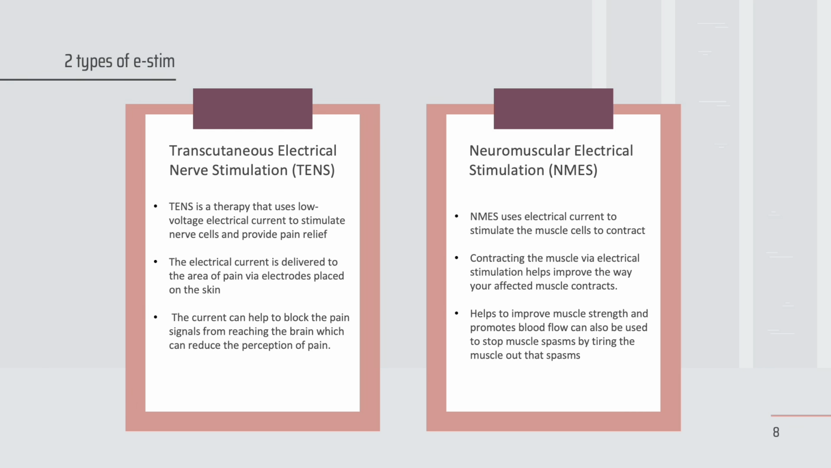Another application of e-stim is neuromuscular electric stimulation, or NEMS, which is used to help with muscle recovery and rehabilitation. NEMS uses electric current to stimulate the muscle cells to contract. Contracting the muscle via electrical stimulation helps improve the way your affected muscle contracts. A physical therapist can change the current setting to allow for a forceful or gentle muscle contraction, which can help to improve muscle strength and promote blood flow. It can also be used to stop muscle spasms by tiring out the muscle that spasms.